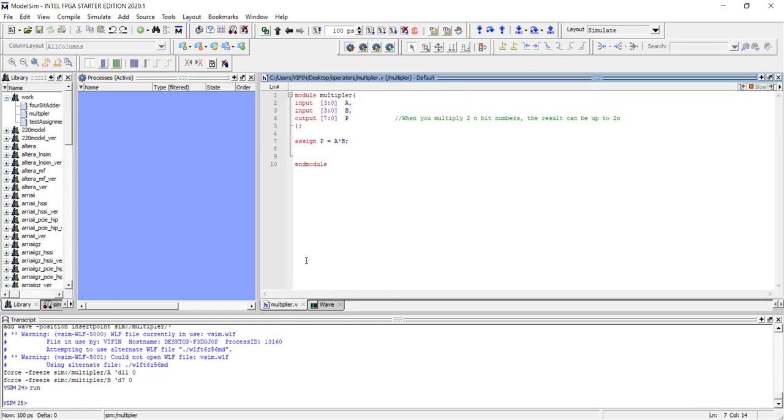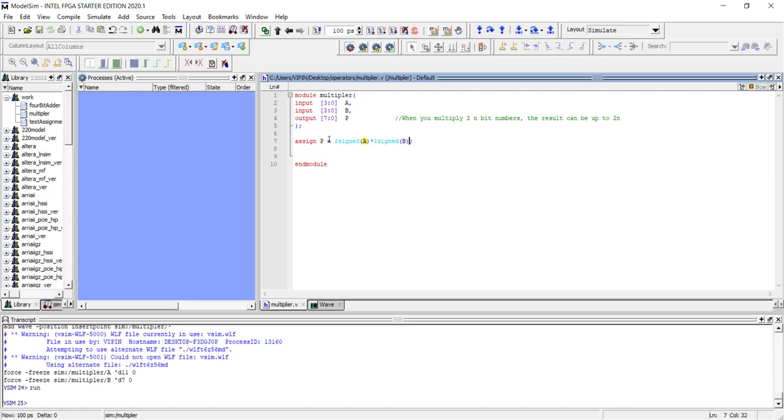Now similar to your addition, if you are expecting your inputs to be signed numbers, you should write it as $signed(A) times $signed(B). Then only the result will come properly. Otherwise it will be a wrong output when you give negative numbers. Sometimes it will be correct, sometimes it will be incorrect, especially if you are mixing positive and negative numbers. Output will be wrong if you don't put the $signed here. Okay, so that's about the multiplier.